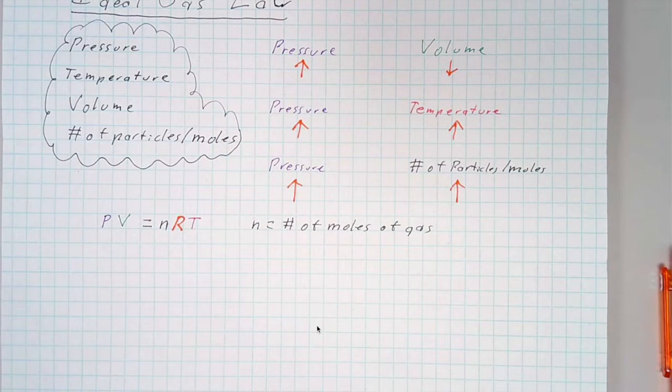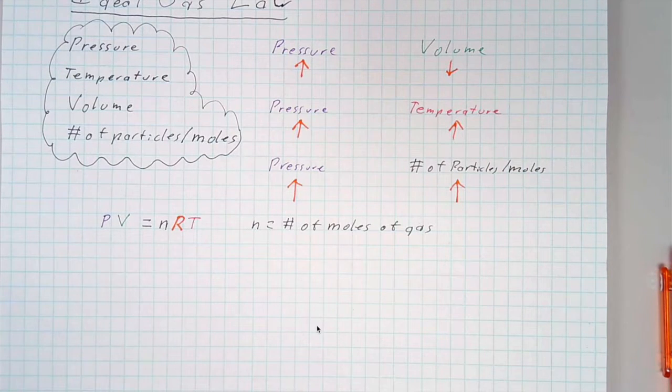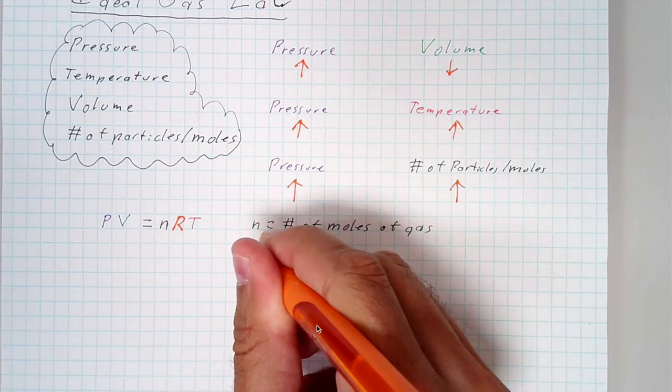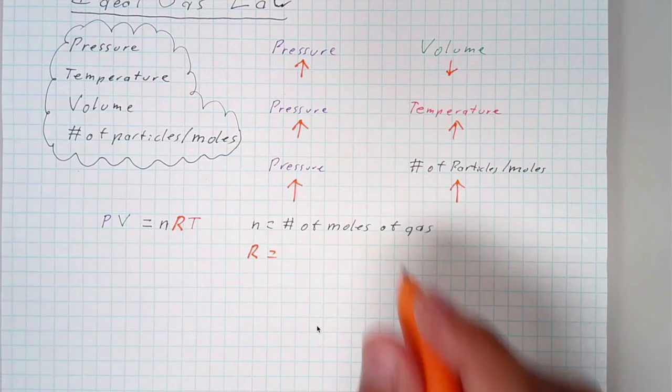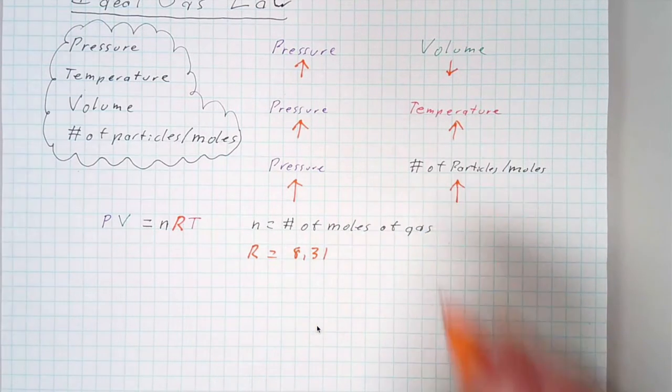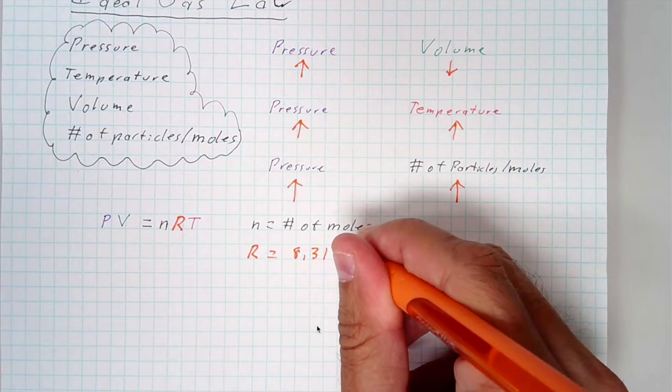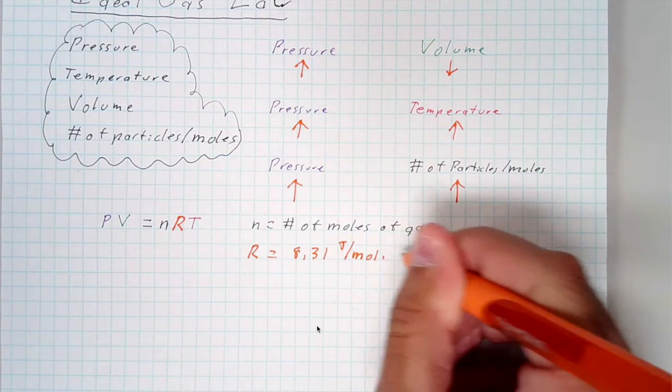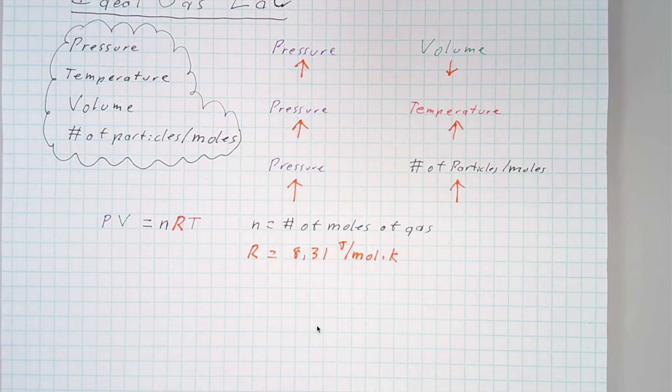If you remember from chemistry, a mole is equal to 6.02 times 10 to the 23rd something. So if I have a mole of cars, I have 6.02 times 10 to the 23rd cars. If I have a mole of gas molecules, that's going to be 6.02 times 10 to the 23rd gas molecules. R is known as the universal gas constant, and that is equal to 8.31 joules per mole Kelvin.